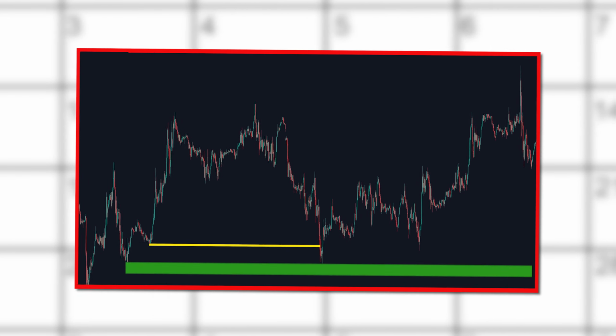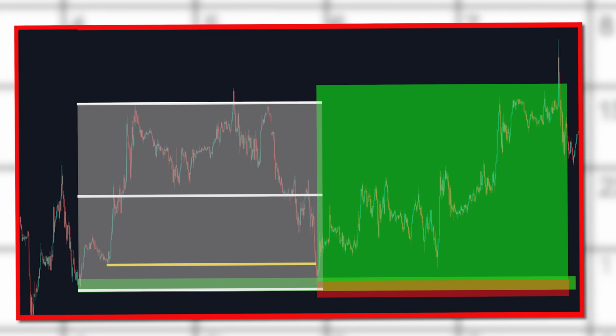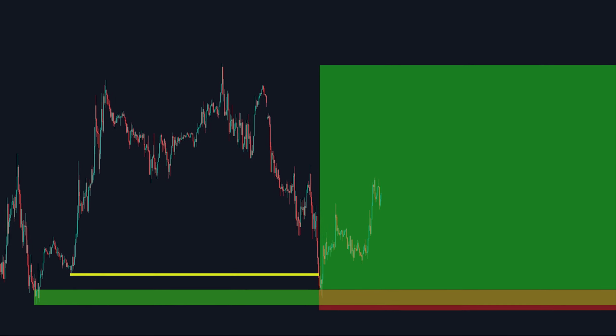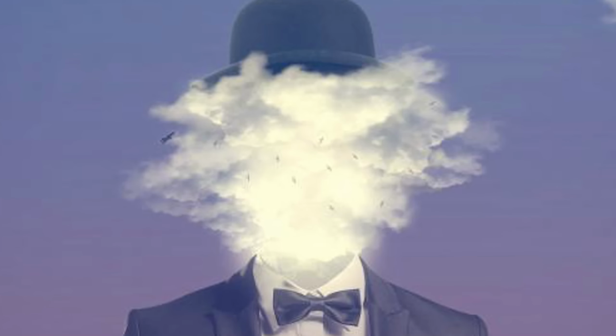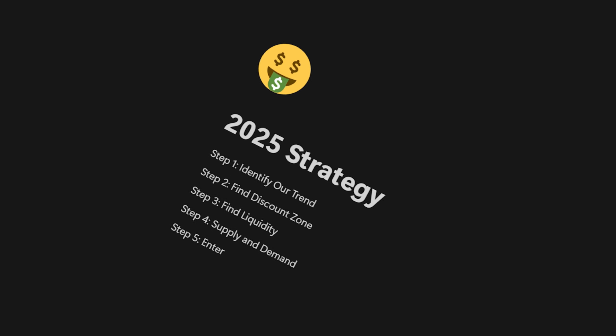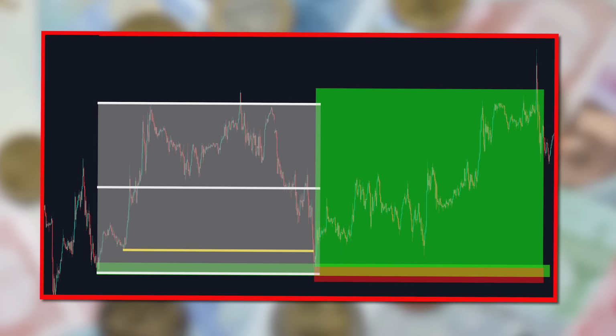This is the exact strategy I'll be using in 2025, and there's a reason for that, because of how well it works in the market. Don't let emotions like fear and greed cloud your judgment. If you follow each and every one of these steps and follow this exact trading plan, you will succeed in 2025. I'm really rich. I'll show you that in a second.